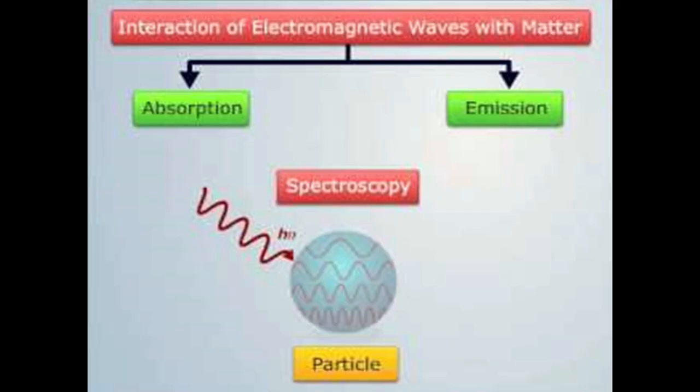In the interaction of electromagnetic waves with matter, there are two possibilities: one is absorption, another is emission. If the particles or matter absorb some energy from EMR, electromagnetic radiation, they give some signals, and that is called spectroscopy.